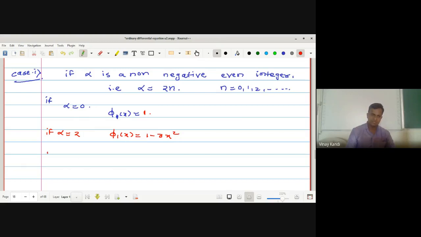So if alpha is equal to 2, then phi 1 of x is equal to 1 minus 3x square. If alpha is equal to 4, then we get phi 1 of x is equal to 1 minus 10x square plus 35 upon 3 x raised to 4. Okay, solve and check, and the further terms like x raised to 6 will all be 0.